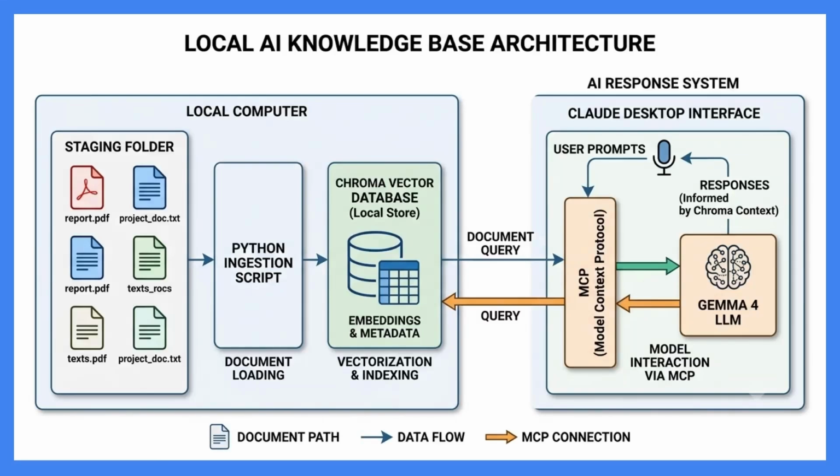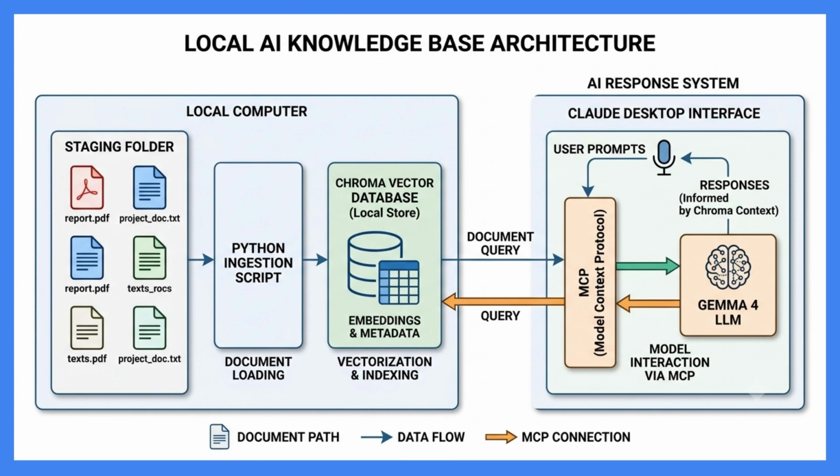Let us break down the technical architecture step by step. The ingestion pipeline. We take files, PDFs and text docs from a local staging folder and use a Python script to vectorize and load them. Chroma vector database. We utilize Chroma DB, running locally, to store and index your document embeddings securely.